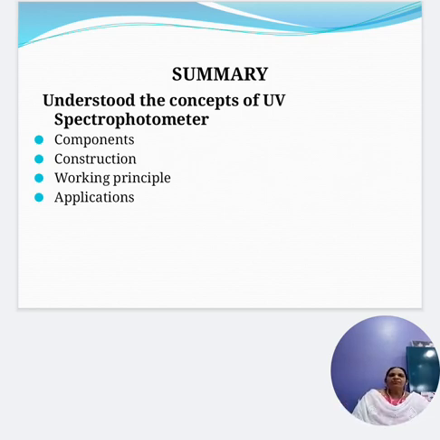Then coming to the components of ultraviolet spectrophotometer, the five basic components are the radiation source, the monochromator, the sample compartment, the detector and the recorder.